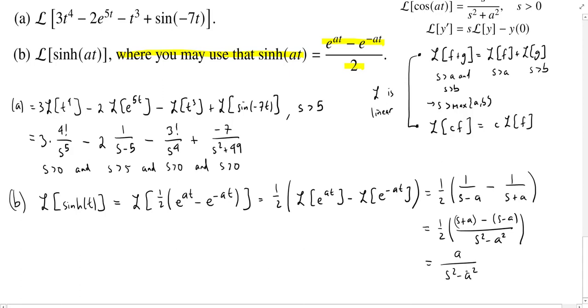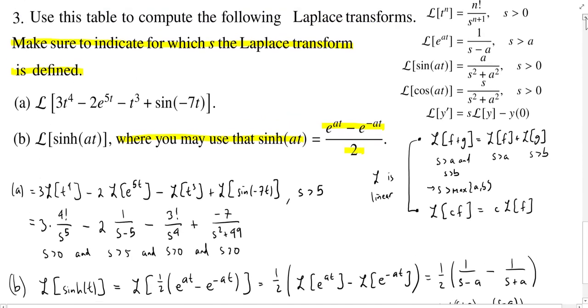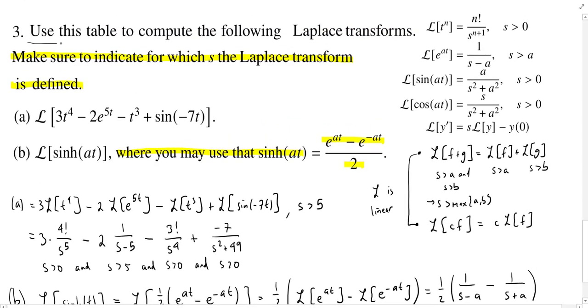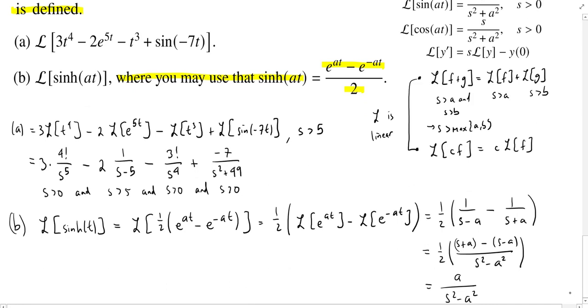An easy way to have gotten this problem wrong would be to use the definition of the Laplace transform. Not that you can't compute the Laplace transform that way. It would just mean that you didn't, what is that? RTI? Read the instructions, right? We want to use the table to compute it, not the definition. All right, so that's how we can do that one.